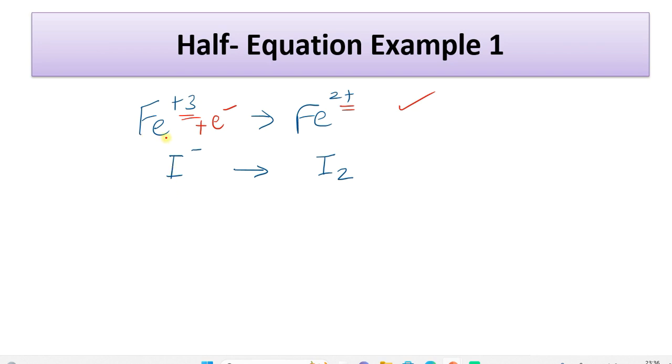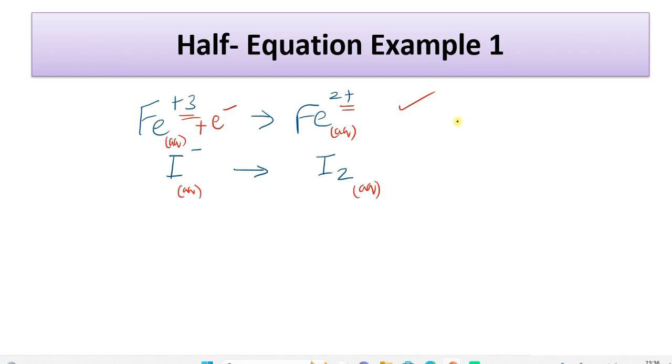Now I'm ignoring the state symbols. This may be aqueous, this aqueous, and this is still maybe aqueous iodine solution, right? I'm going to ignore the state symbols for the time being, because we're only focused on the redox side of things. Okay, how to balance this redox reaction.